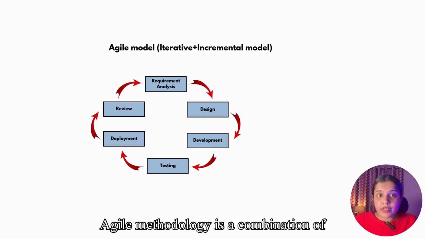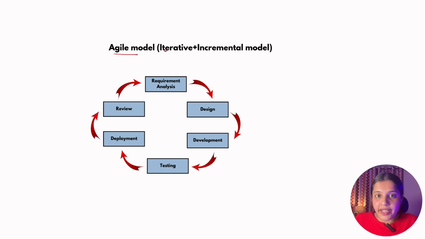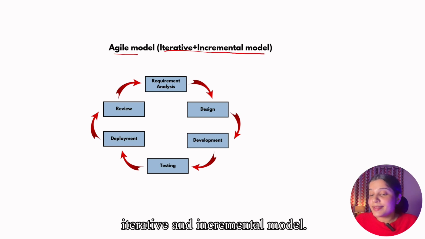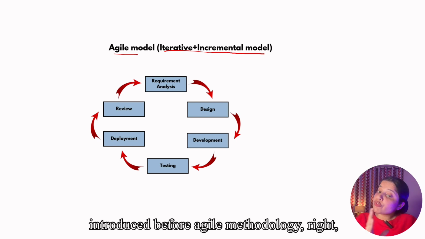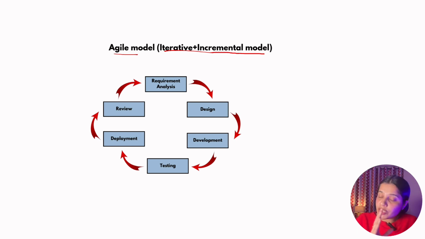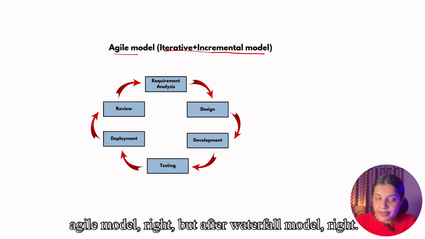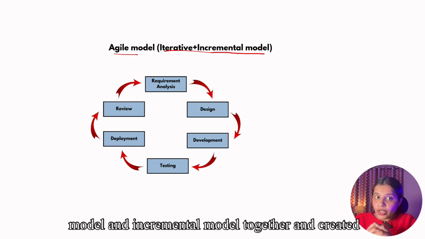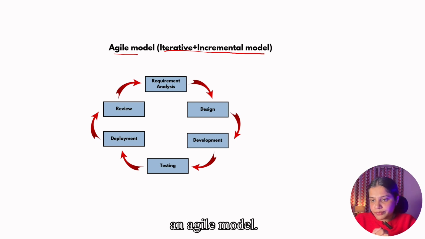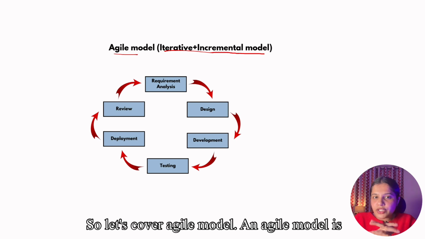Agile methodology is a combination of the iterative and incremental models. The iterative and incremental models were introduced before agile methodology, right? Before the agile model, but after the waterfall model. So what we did is collaborate the iterative model and incremental model together and create the agile model. Okay, so let's cover the agile model.